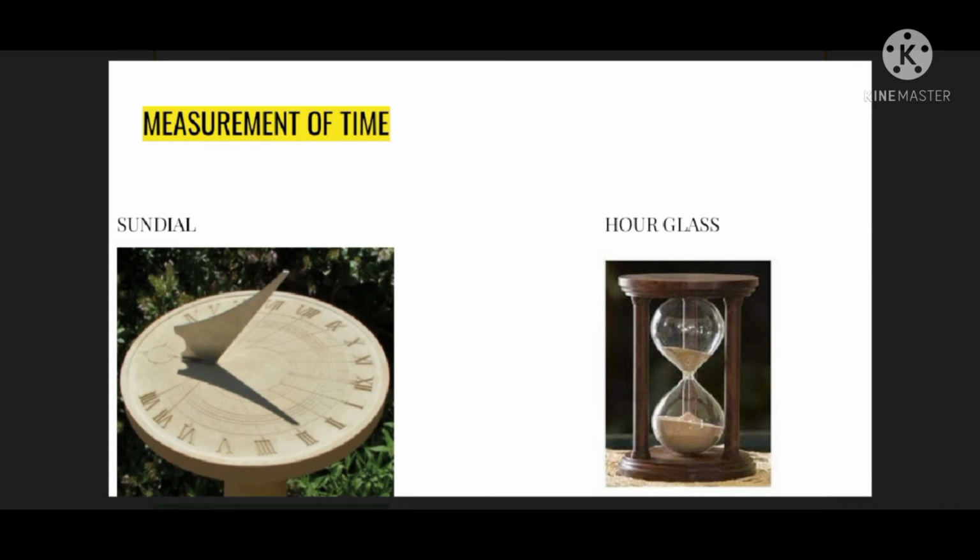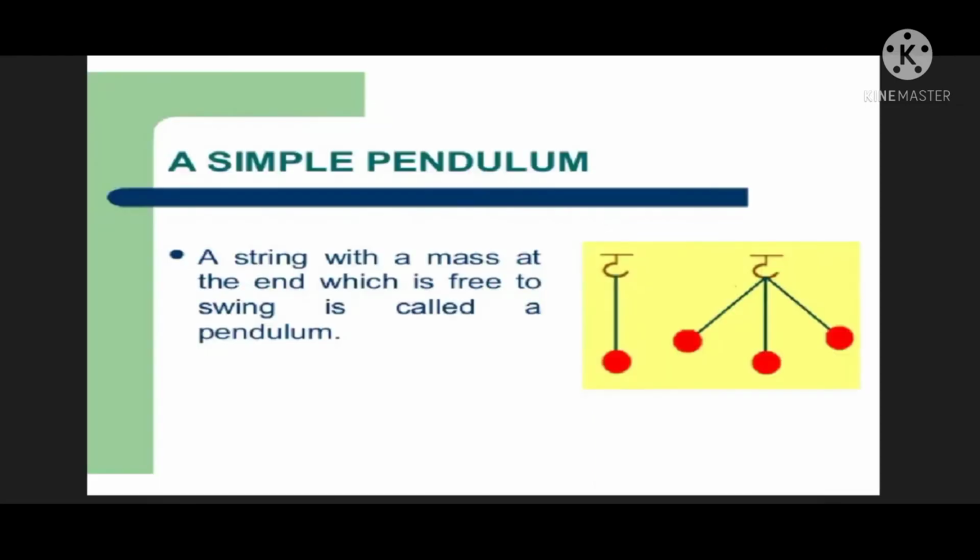Most of the clocks make use of some periodic motion. An oscillating simple pendulum is an example of periodic motion. So, next is the simple pendulum.